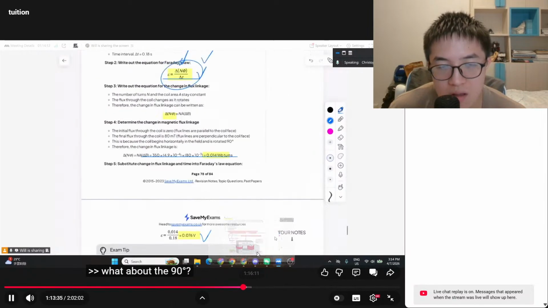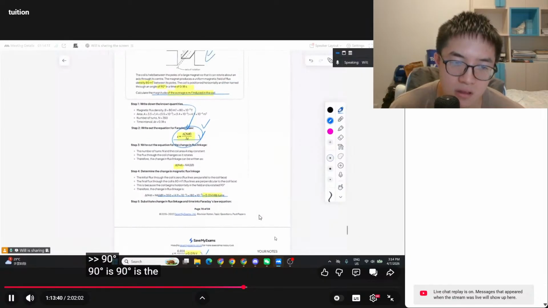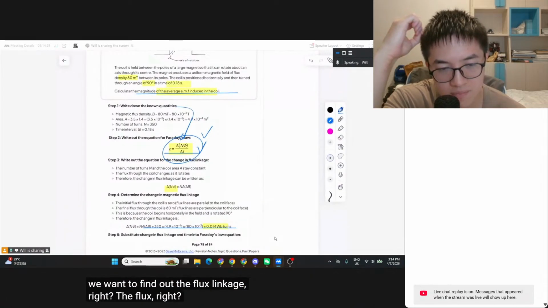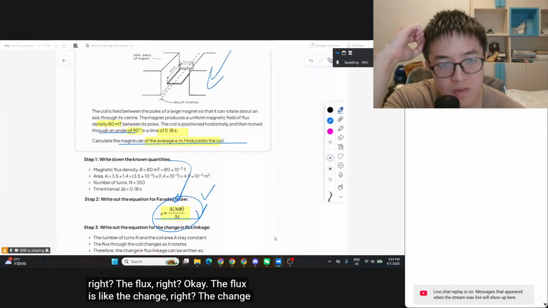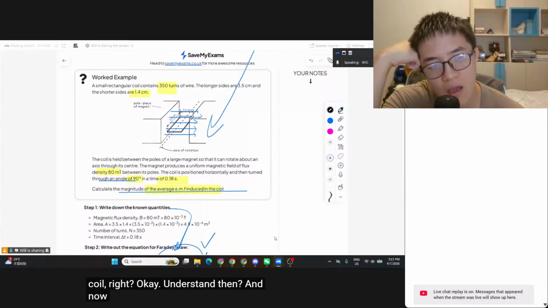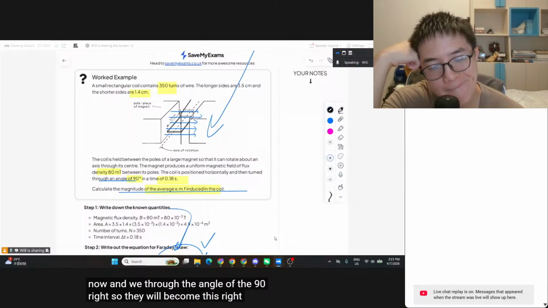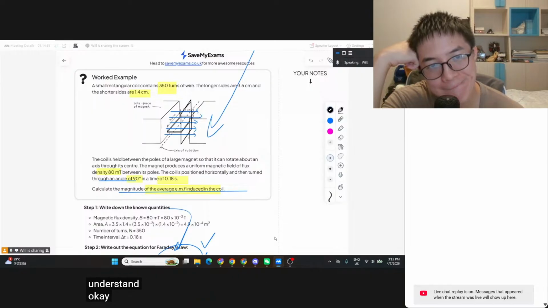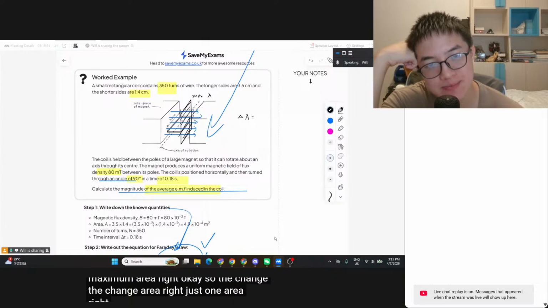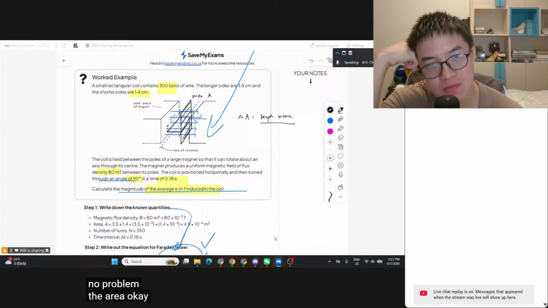What about the 90 degrees? The 90 degrees is the angle, and we want to find the flux linkage, right? The flux is about the change. At the beginning, the field lines are parallel to the coil, right? Now we turn through an angle of 90 degrees, so it becomes this. 90 degrees gives the maximum area. So the change in area is just one area, the length times the width, right?